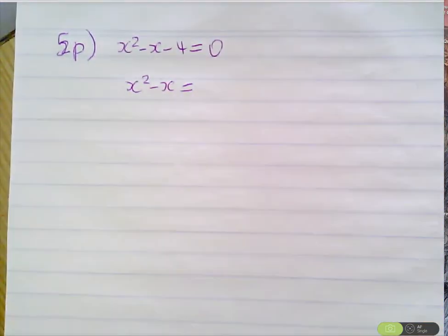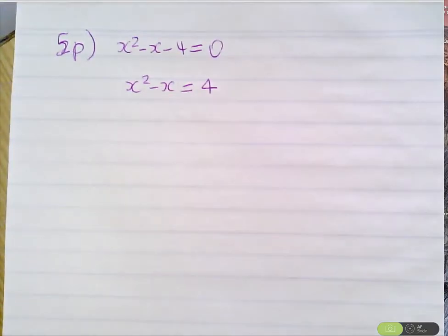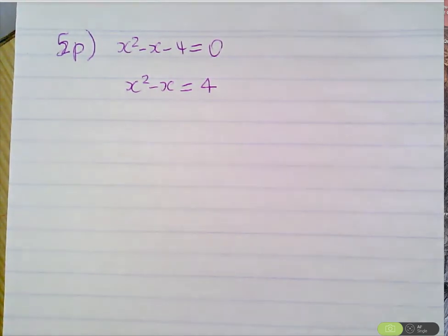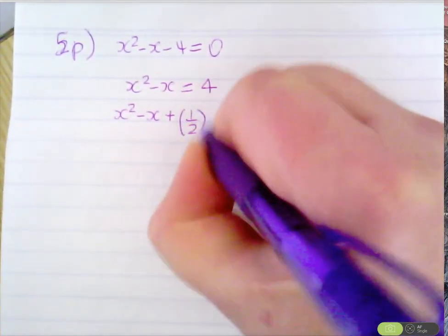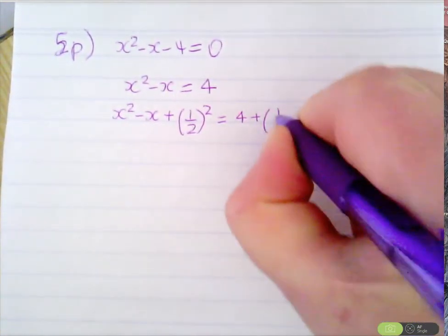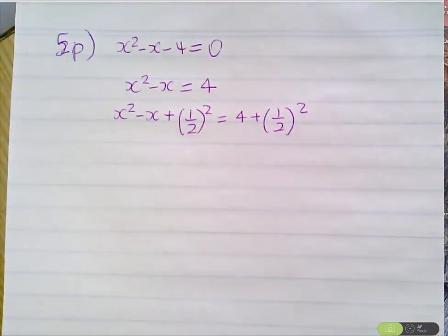What's my first step? Move the constant and it becomes plus 4. Now I chose this one because you have to halve the number in front of the x, and the number in front of the x is a 1. Good. x squared minus x plus a half squared to each side. Does that make sense, girls? The b is a 1. Half of 1 is 1 over 2. So you add a half squared to both sides.